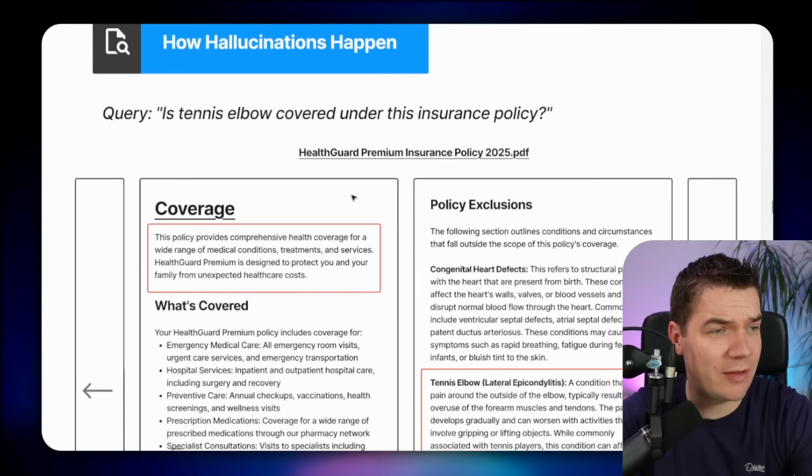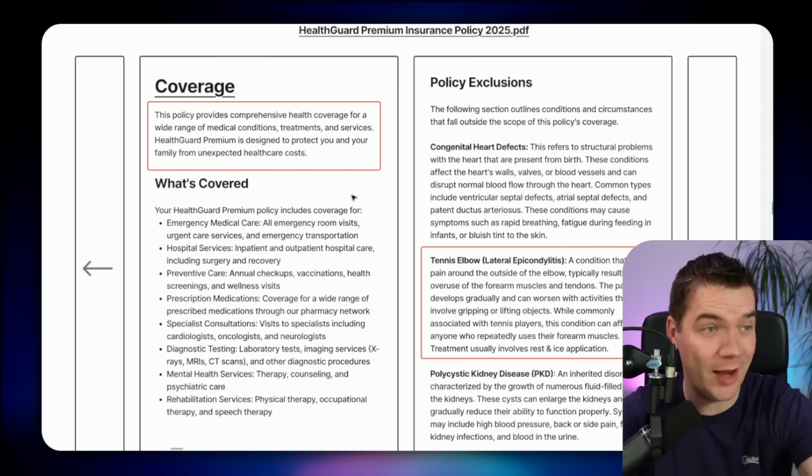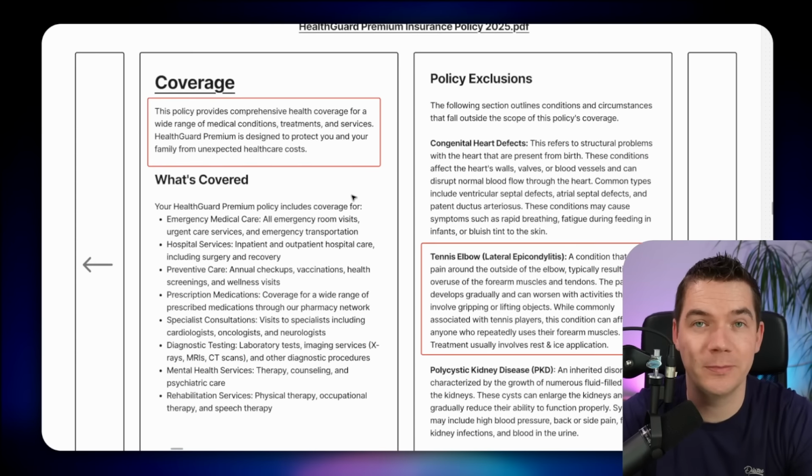The agent will query the vector store, which contains the policy that you see in front of you. However, as I said, it's only going to get back isolated fragments of that document. So it might get this first paragraph, which talks about coverage. It'll get this paragraph, which talks about tennis elbow. But as you can see, this piece of text doesn't mention that this is an exclusion.